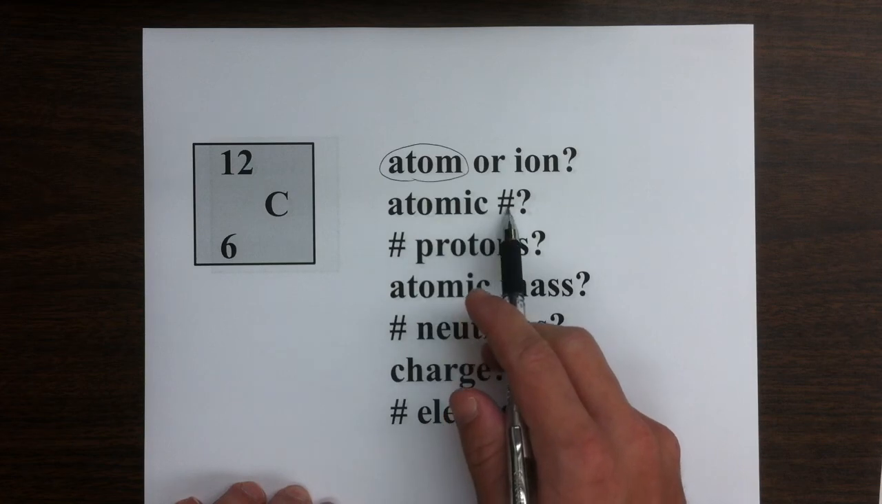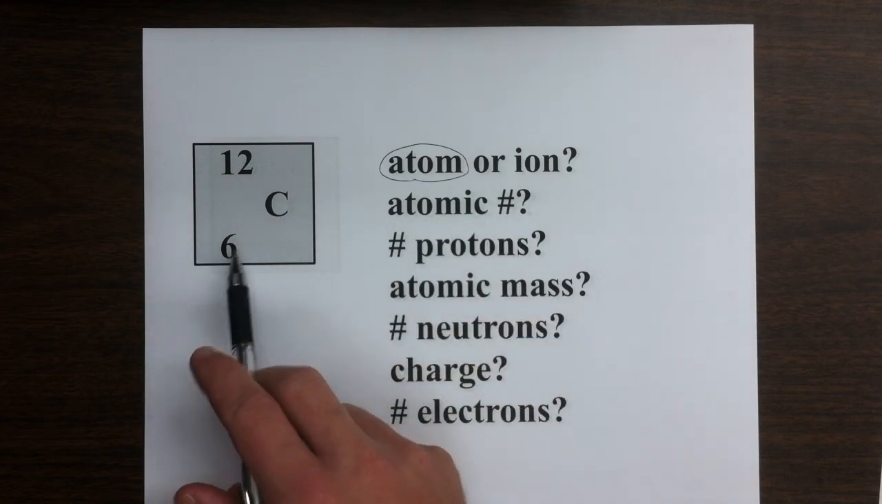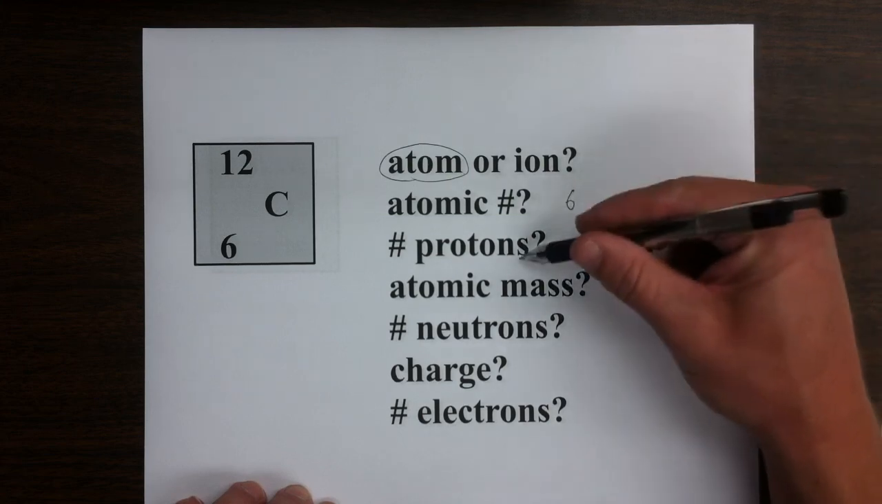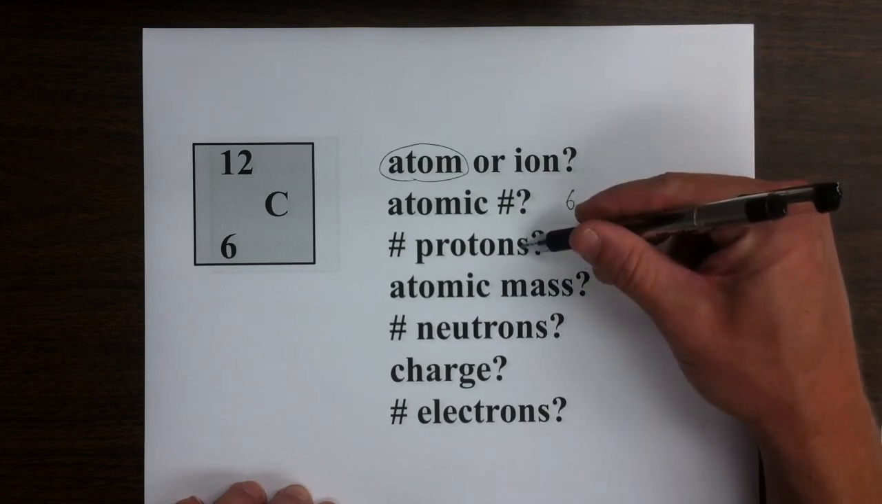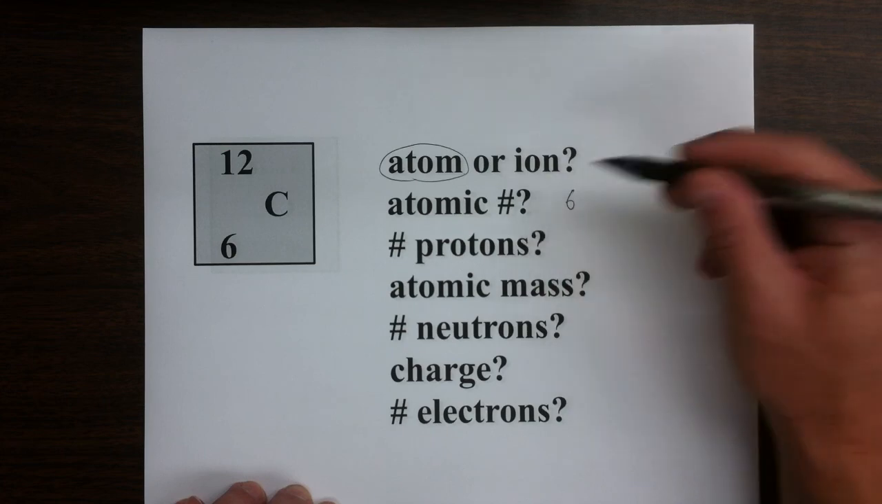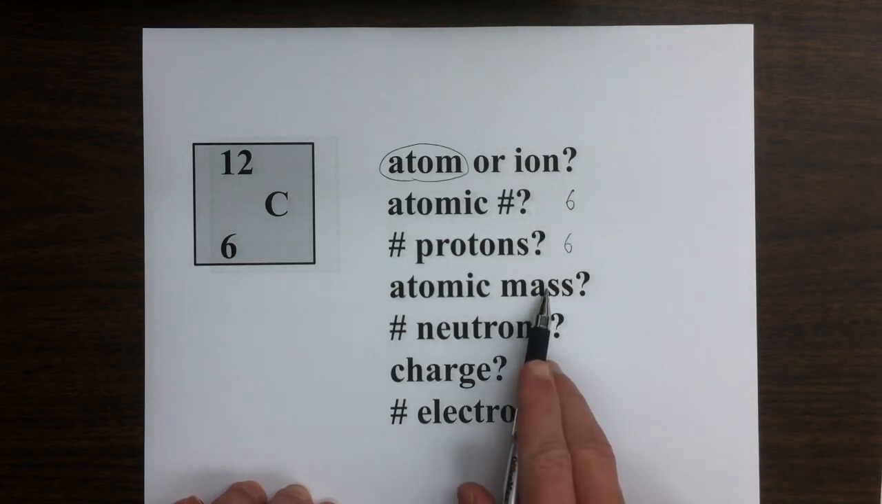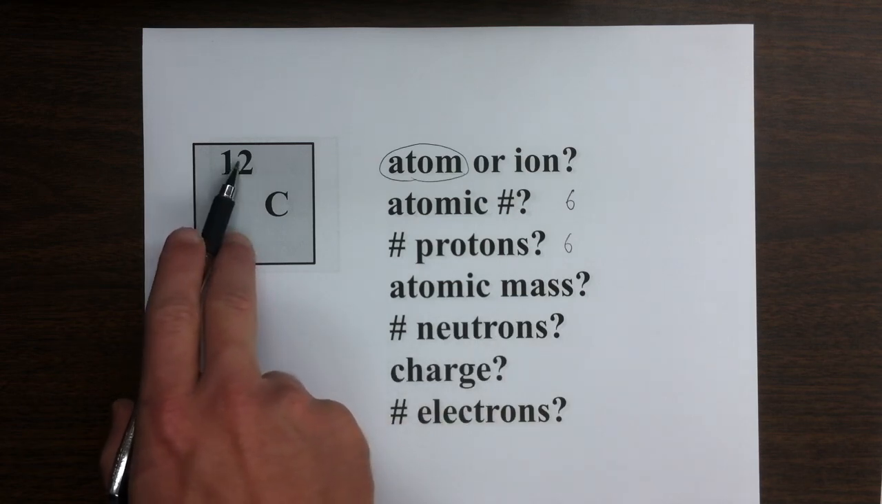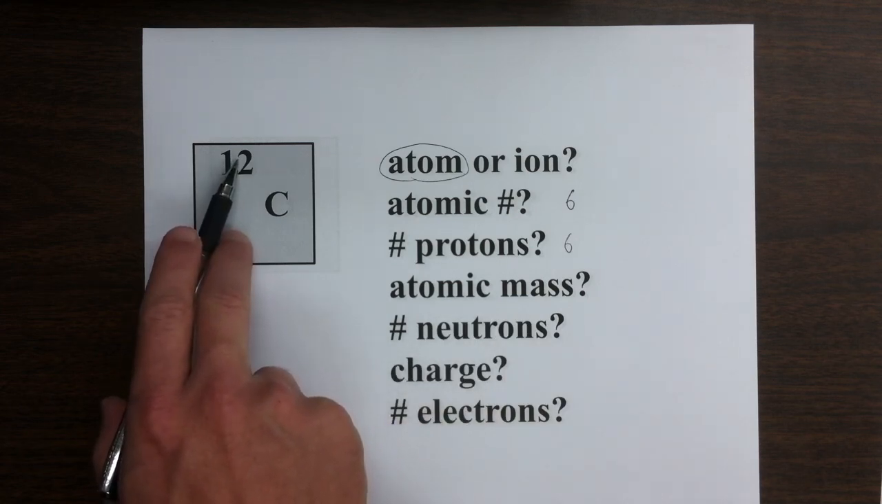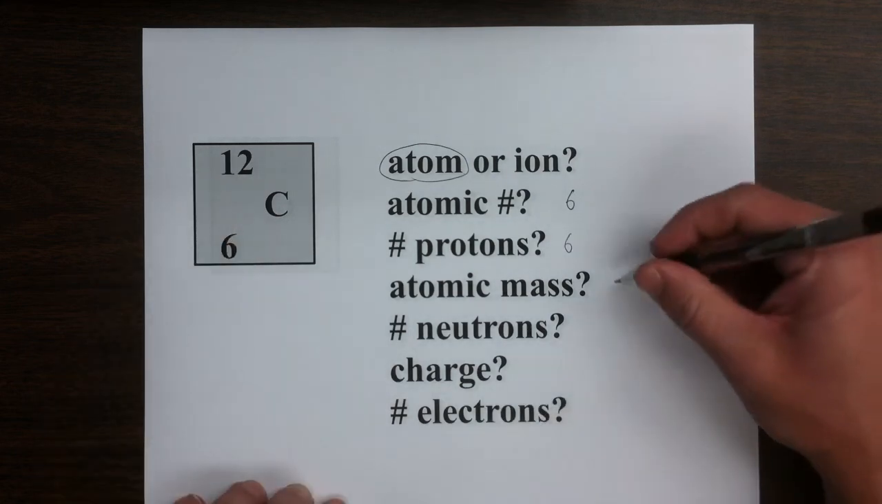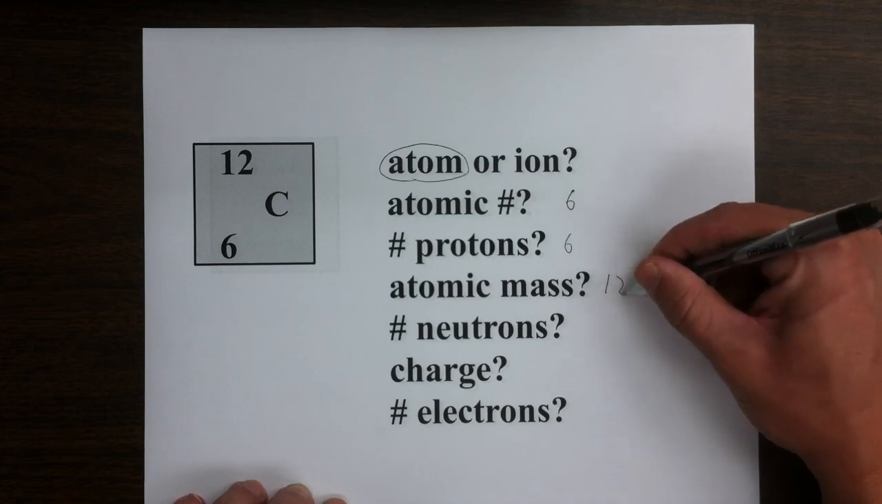The atomic number is the smaller number at the bottom, which here is 6. The atomic number always equals the number of protons. Always. So this is 6 also. The atomic mass is up in the left-hand corner. This will be bigger or equal to the atomic number in the case of hydrogen. So here our atomic mass is 12.